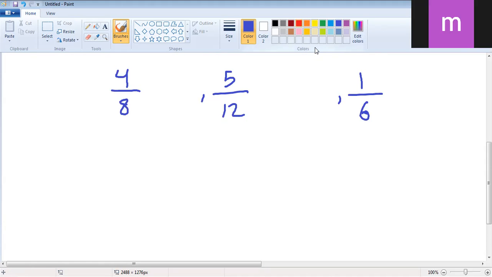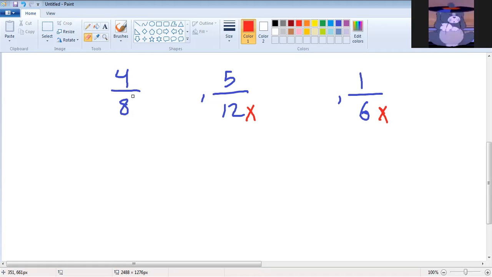What is the common multiple for all of them? We need to multiply 8 by what number, and 12 by what number, and 6 by what number to make them the same denominator. So we have to check the multiples of each of them. And we can do a trick before starting. 4 over 8, can we simplify it?